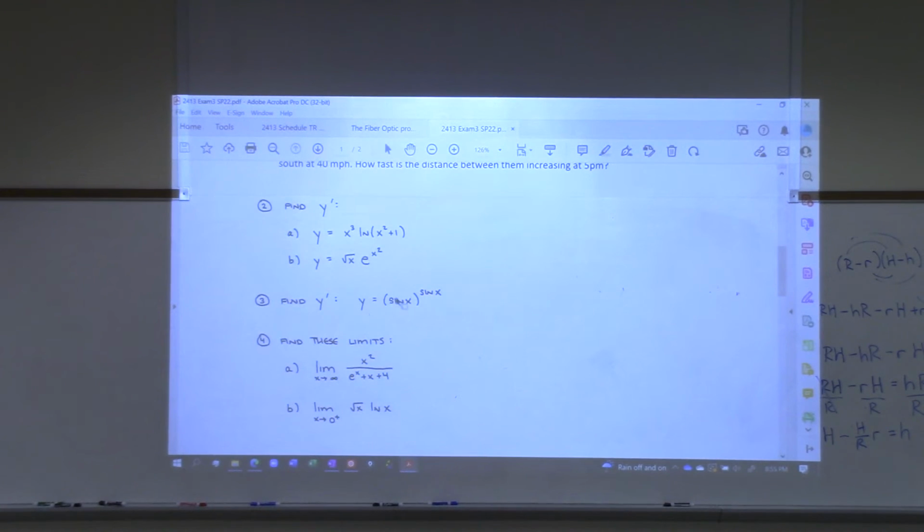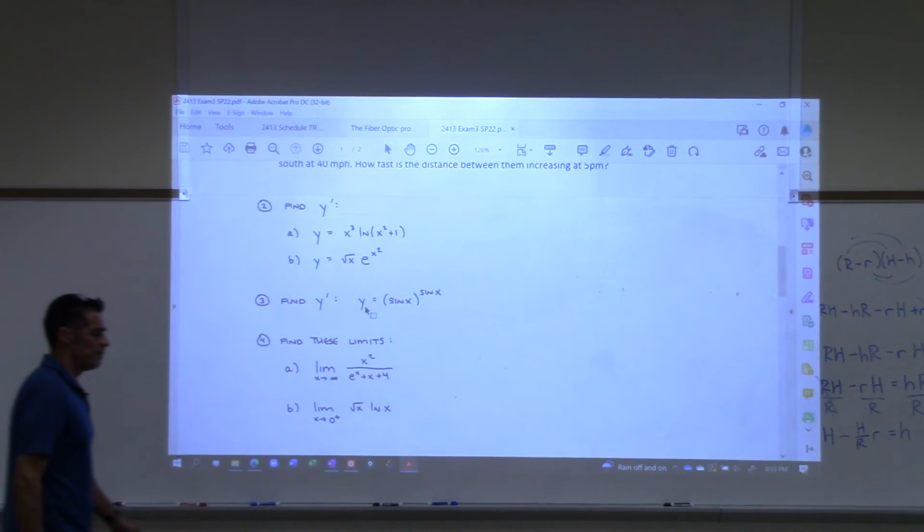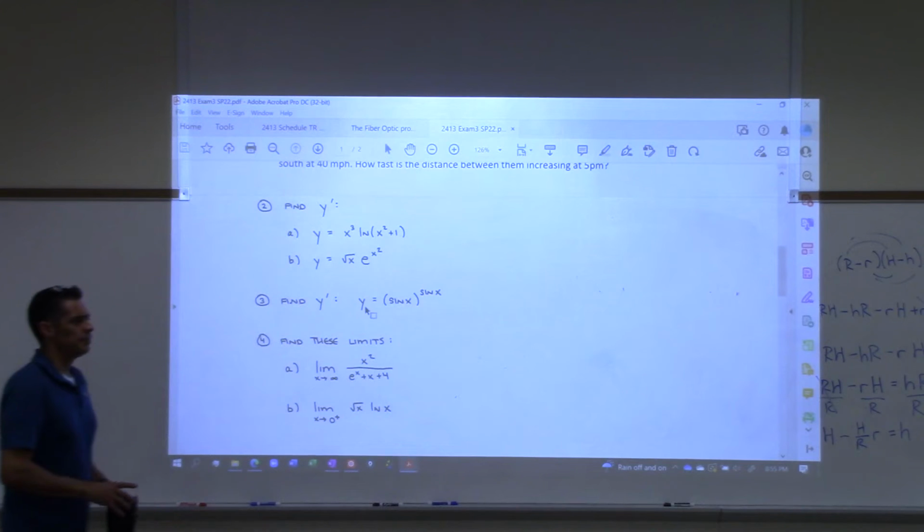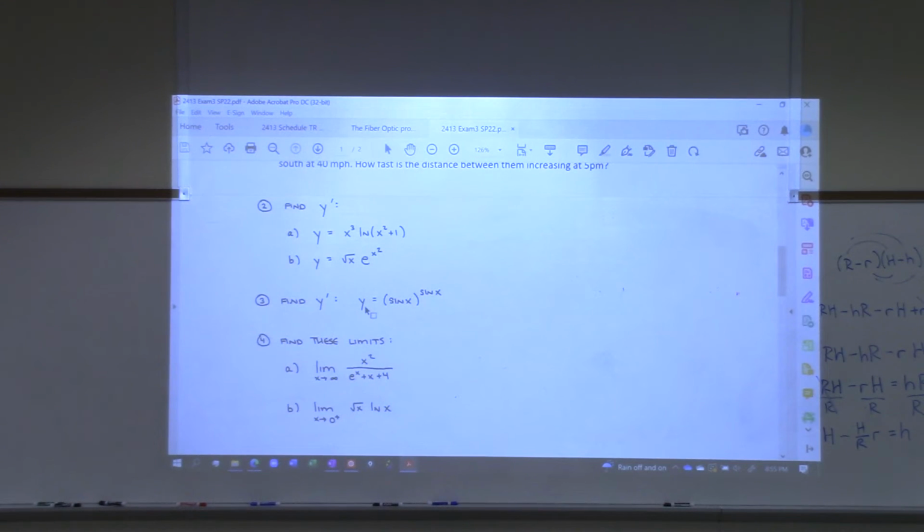Okay, what is this one? What do you think number 3 has to do with? Find the derivative, sine x to the sine x. Are we going to bring sin x to the front? You're going to try and bring sine x to the front, but how are you going to do that? This is logarithmic differentiation.